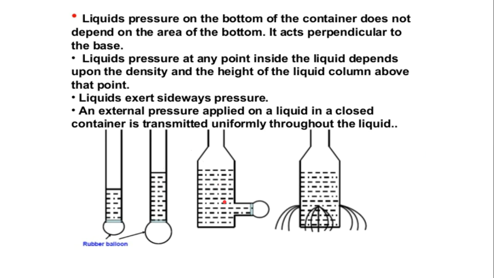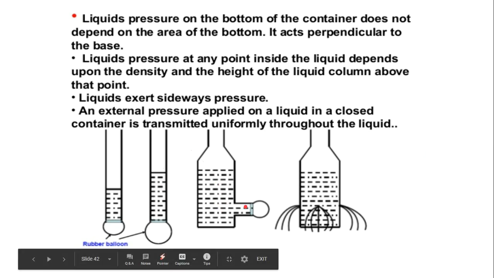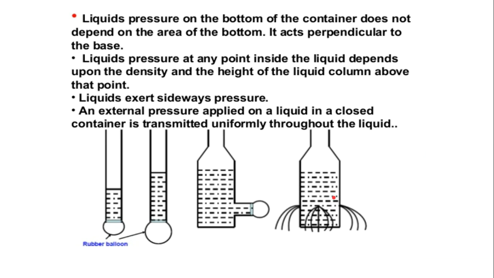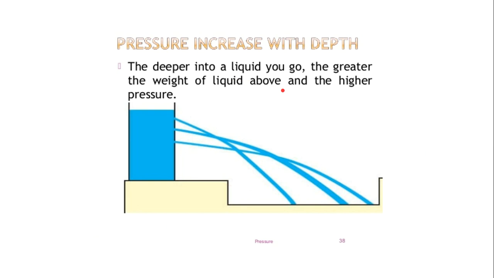This figure shows us that liquid exerts sideways pressure as we see a bulge in the balloon even when it is attached sideways to this container containing liquid. This figure shows us that liquid pressure is transmitted equally in all directions and is the same at a given horizontal level. This is a very important property of liquid pressure. It shows us that liquid pressure increases with depth.